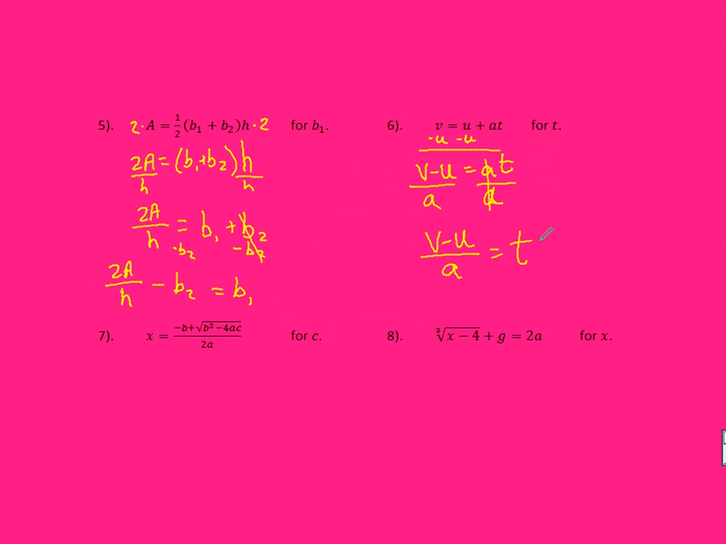I'm going to skip number 7 for a moment, go to number 8 first. You want to get x minus 4 by itself first because it's all within the cube root here. So to get that by itself, let me subtract g from both sides.